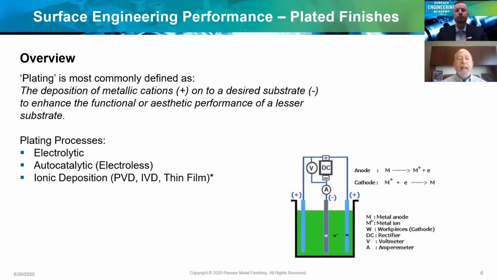Then later on, over the course of time, the autocatalytic process was developed. Many people call this the Electroless Nickel process. Instead of using a rectifier to provide the energy and have that be the catalyst to reduce the positively charged ions, a chemical is used for that process. And then as we progress on, in the 1970s, a gas state process was created, the ion deposition process, sometimes called PVD, physical vapor deposition, IVD, thin film processes.